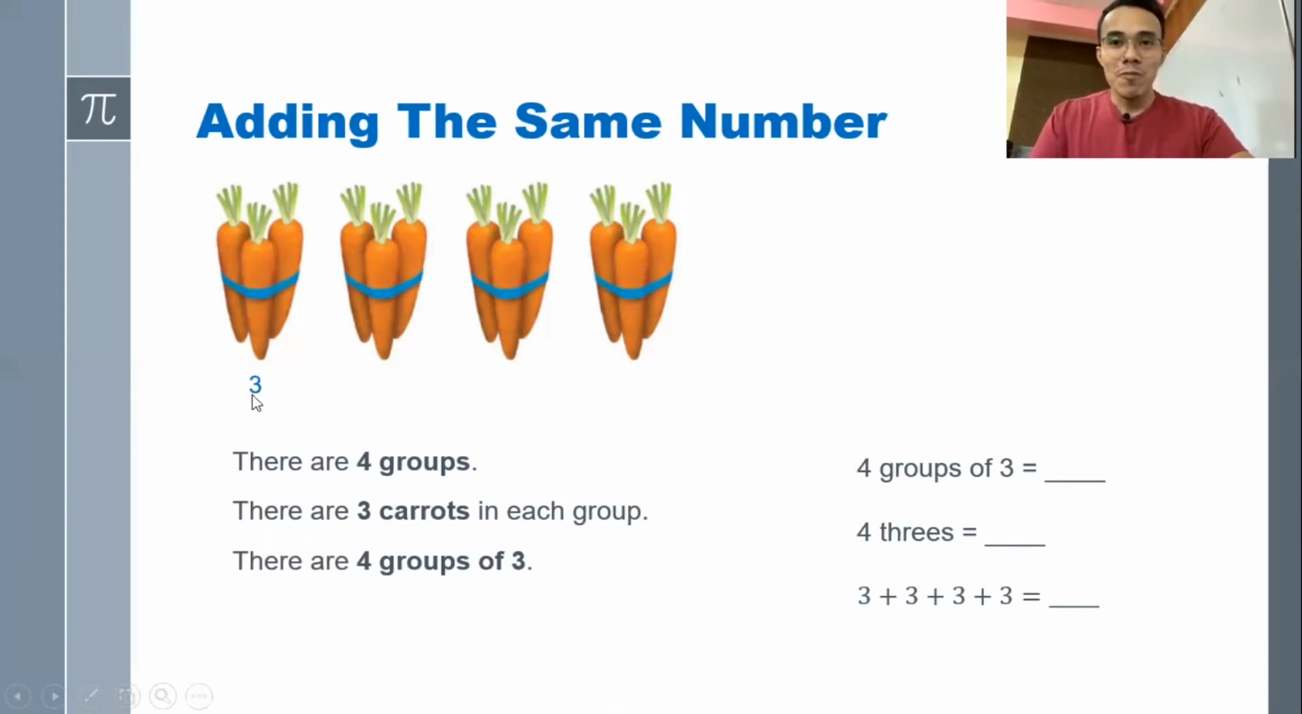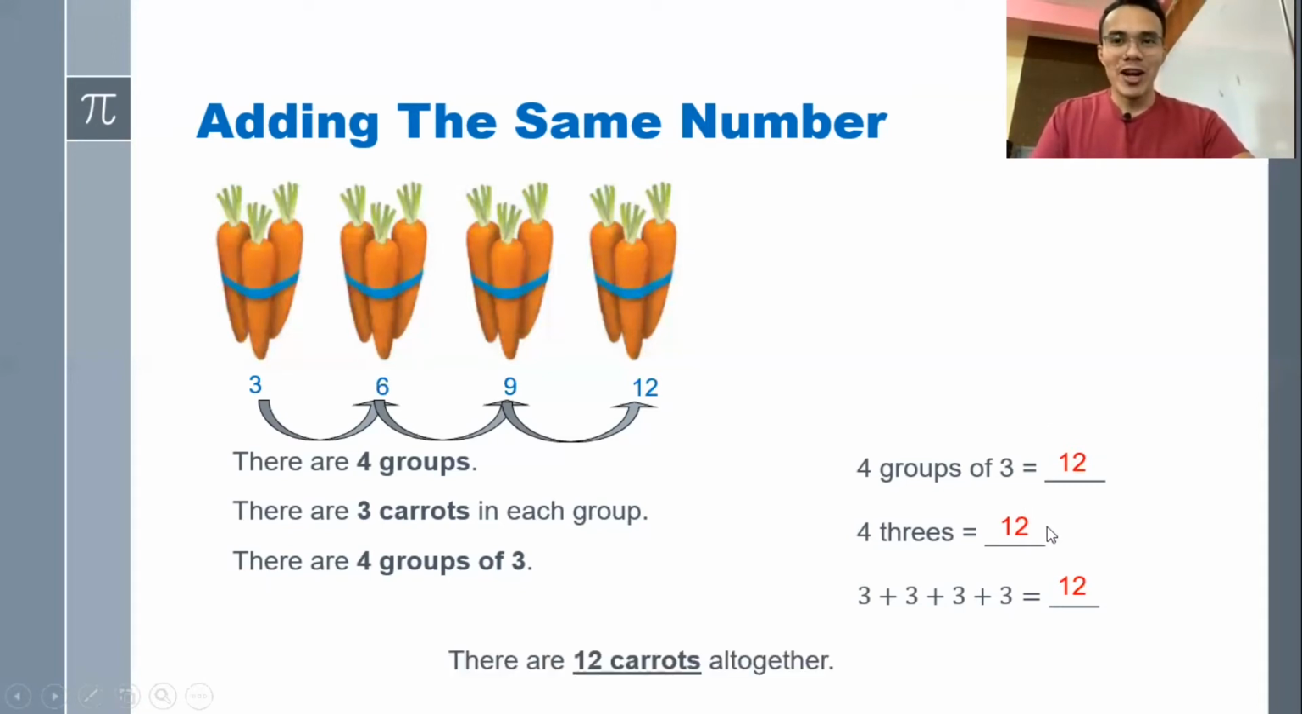The first group has 3. And from here, we are going to skip count by 3. 3 plus 3 is 6. Plus 3 is 9. Plus 3 is 12. Did you get that? Therefore, 3 plus 3 plus 3 plus 3 is 12. And 4 threes is also 12. And 4 groups of 3 is also 12. Therefore, there are 12 carrots all together.